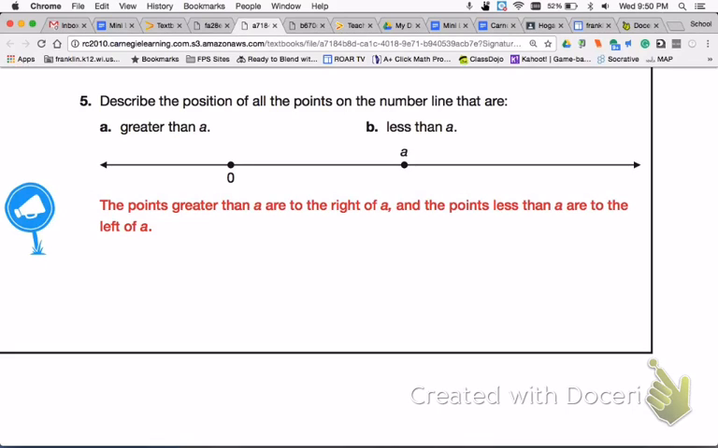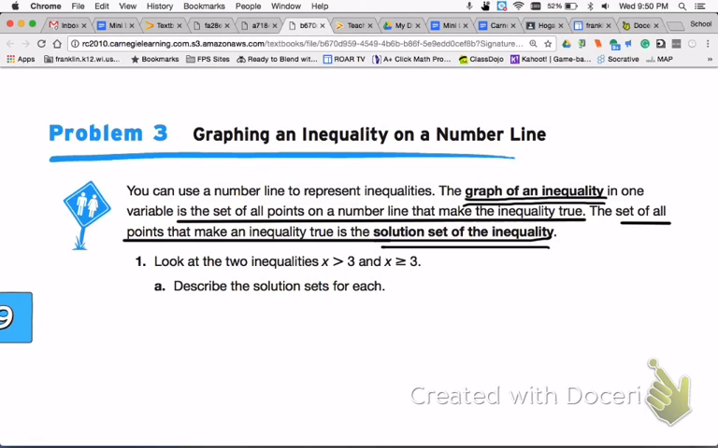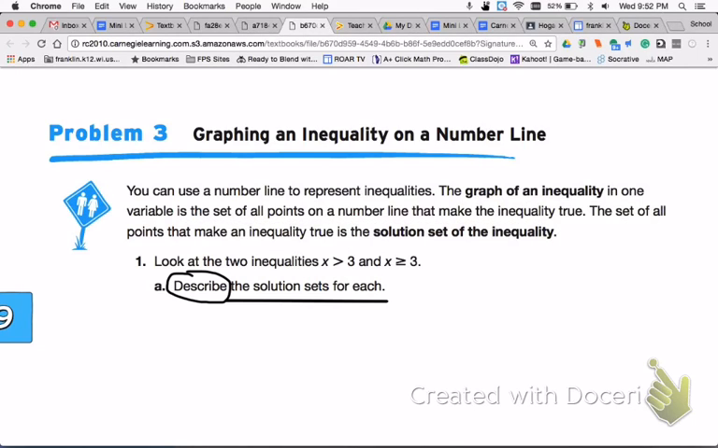For number 5, the points greater than A are to the right of A, and the points less than A are to the left of A. Please turn to page 610, problem 3, graphing an inequality on a number line. You can use a number line to represent inequalities. The graph of an inequality in one variable is the set of all points on a number line that make the inequality true. The set of all points that make an inequality true is the solution set of the inequality.